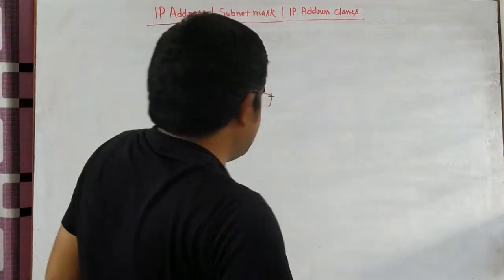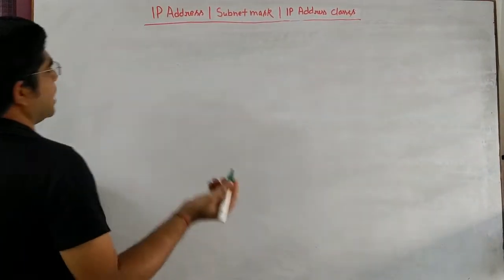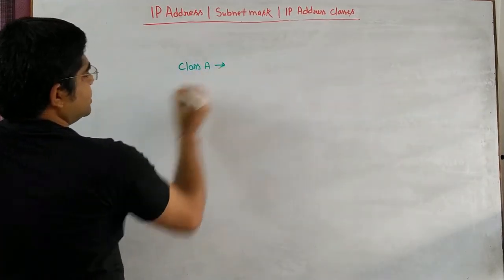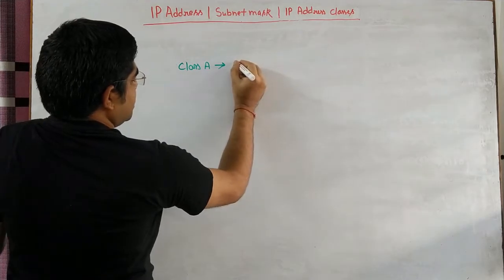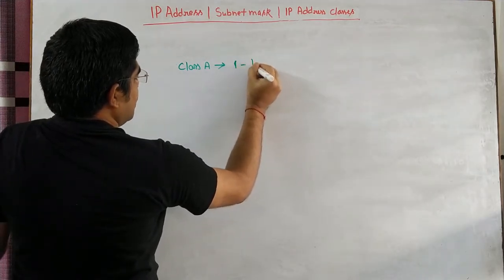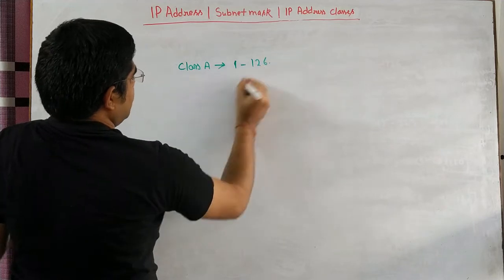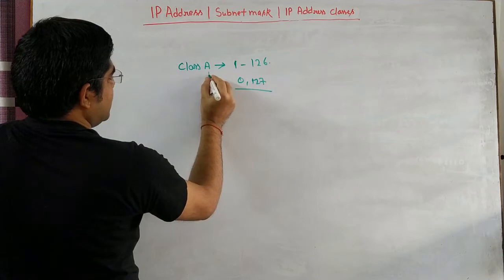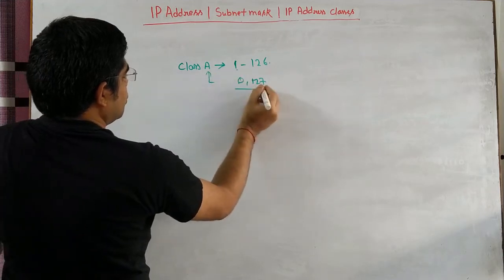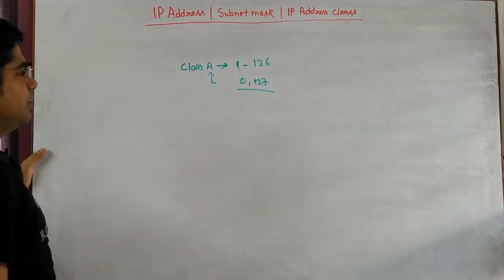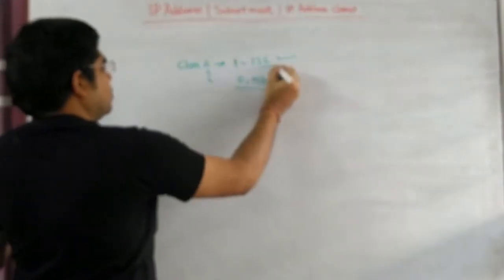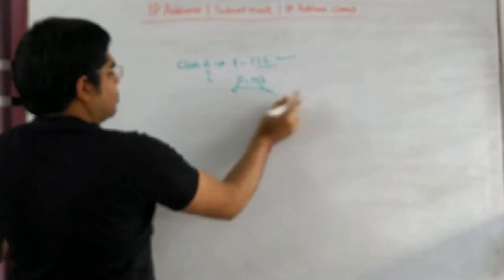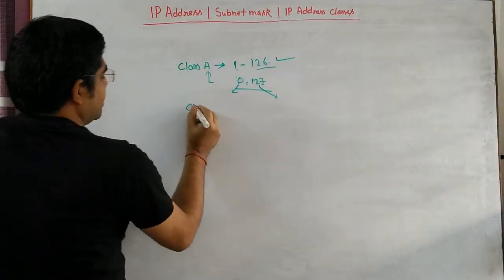So there are different classes of IP addresses. Class A: its starting range is from 1 to 126. 0 and 127 are reserved. So actually class A goes from 0 to 127, but these two are reserved, so normally we use 1 to 126. 0 is used as default and 127 is used for local testing or loopback.